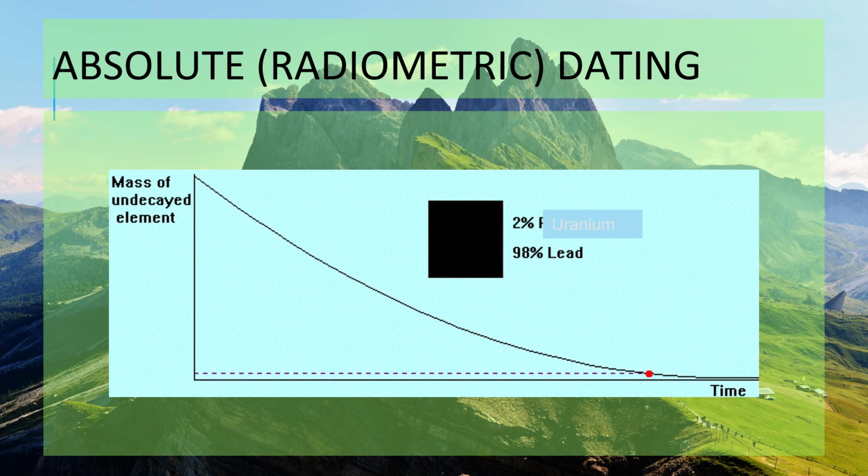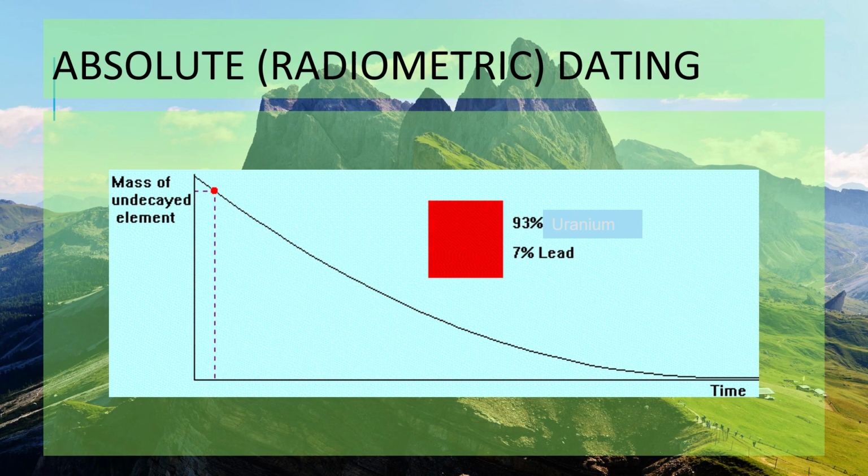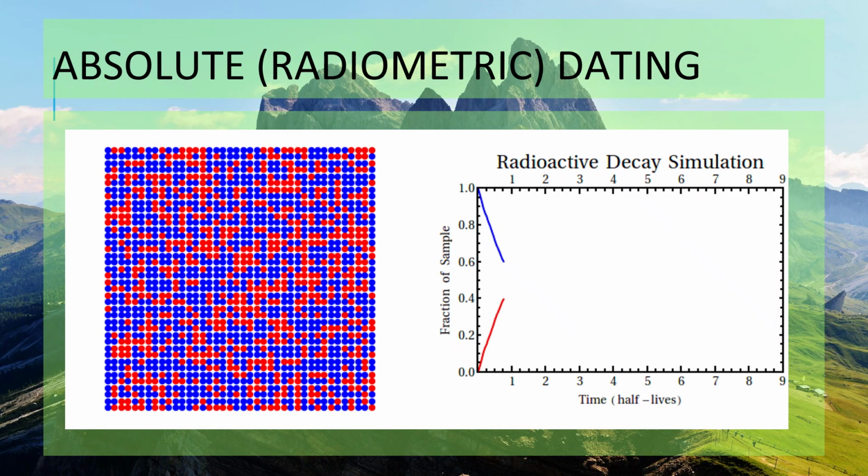And eventually, we're left with no more uranium, or vanishingly small amounts of uranium, and all lead. Okay, this animation shows kind of the same idea here, but you can see that it doesn't happen with decay. It's not like one segment decays and it slowly spreads. No, it decays kind of at random.